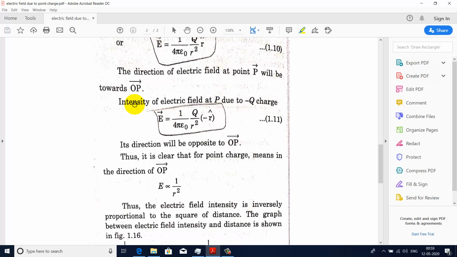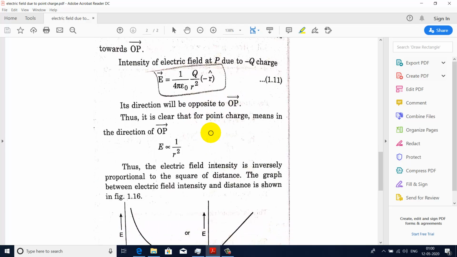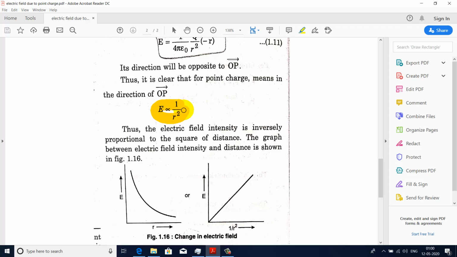Okay, so if we take minus Q charge instead of the plus Q charge, then the intensity of electric field at P will be this, and the quantities are the same, only we use minus r cap instead of r cap. So in case of a negative charge, only the direction will be reversed. Its direction will be opposite to the OP vector. And from this formula it is clear that the electric field intensity is inversely proportional to r square. So we get this relation.